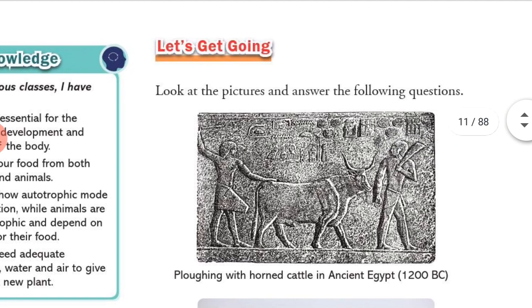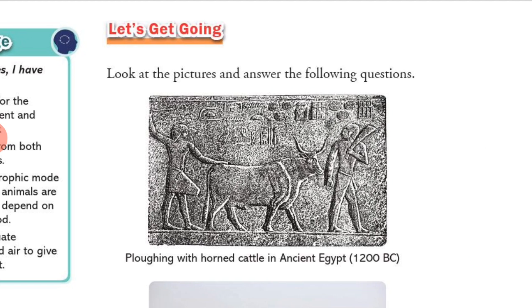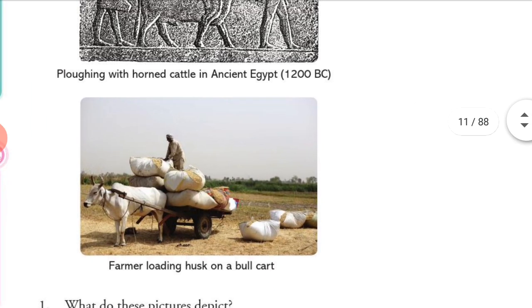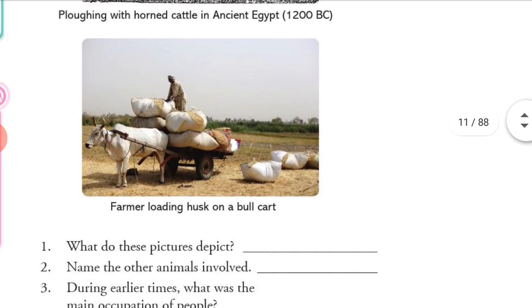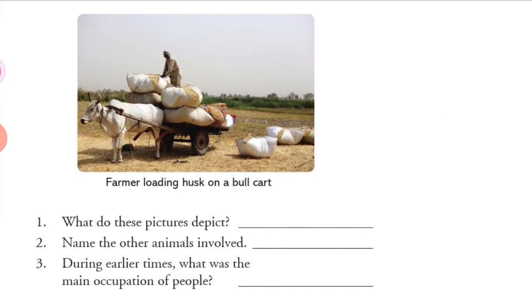Okay. You can see the picture also. Plowing with horned cattle in ancient Egypt, 1200 BC, means before Christ. And in this picture also, a farmer loading husk on a bull cart. You have seen these practices in your villages also. What do these pictures depict? These pictures show that crops were produced in earlier times also.